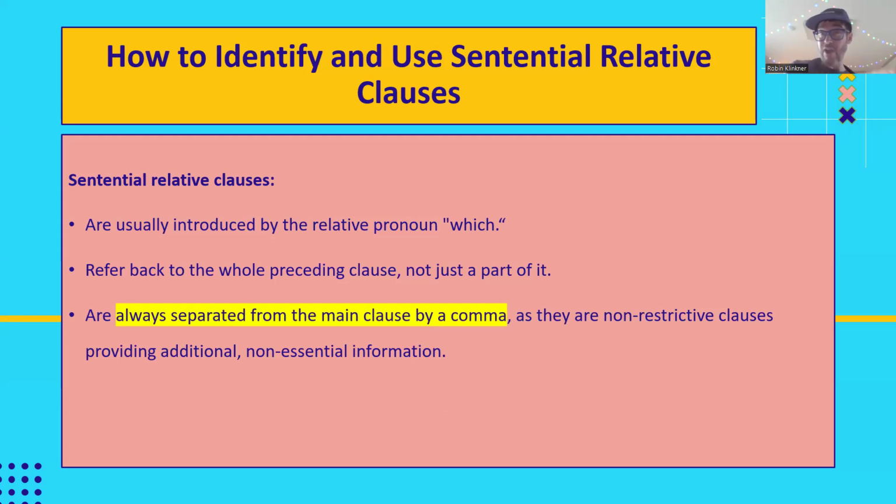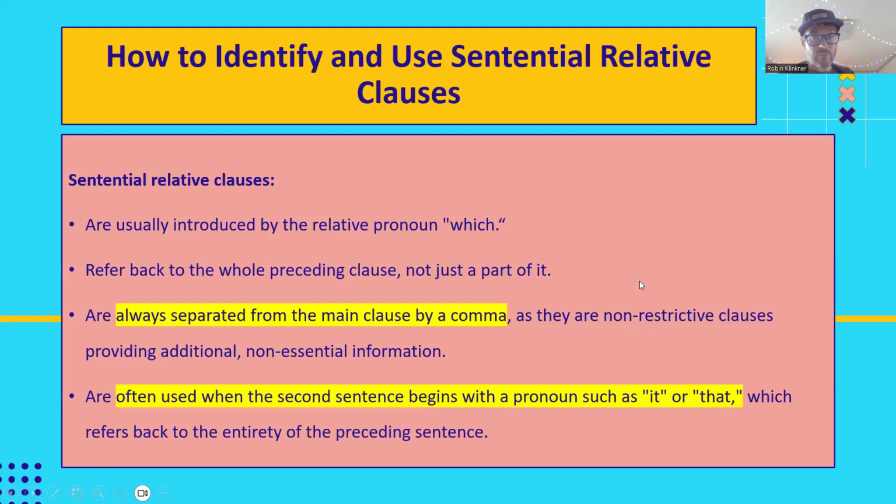Again, because you're adding additional information, always, because an independent clause or complete sentence is already complete and it's already clear. It doesn't need to be identified. You're always going to use a comma because they're non-restrictive and they're providing non-essential information. So just remember, always a comma, always a comma. And which, never that. Comma, which, not comma, that.